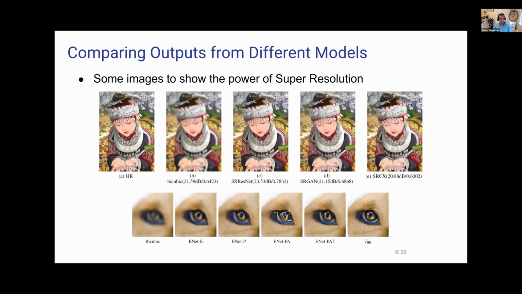This is basically comparing some of the outputs. The HR is the original image. The bicubic is extremely blurry. And then the SRNet is the neural network. The SRGAN is the second image from the left. And then I'm not exactly sure what CRX is, but it's probably the extreme GAN. And you can see the same in the dog's eye on the bottom images.